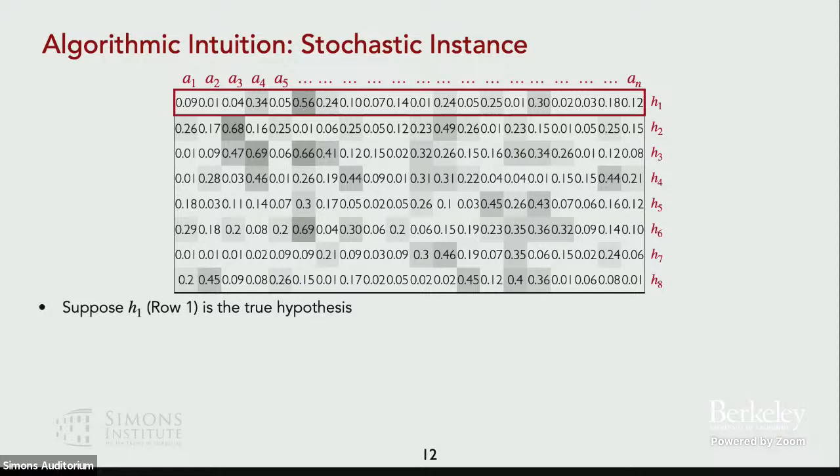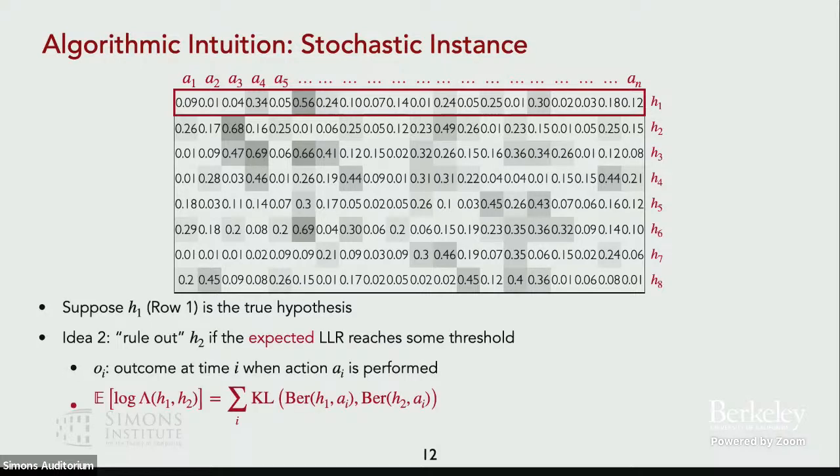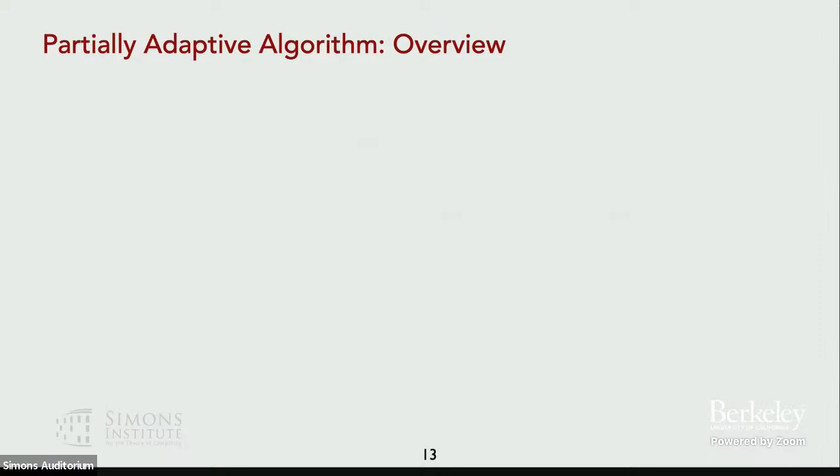It turns out that the expected log likelihood ratio has a very nice form. It is simply the sum of the KL divergences between the Bernoulli distribution specified by H1 and A_i, and the Bernoulli distribution specified by H2 and A_i. The idea here is that you are collecting more and more KL divergence by performing more actions, to give you the confidence to rule out one hypothesis. Let me make this idea more concrete when I move into the partially adaptive algorithm. You will see we use the idea that we just talked about as a subroutine.